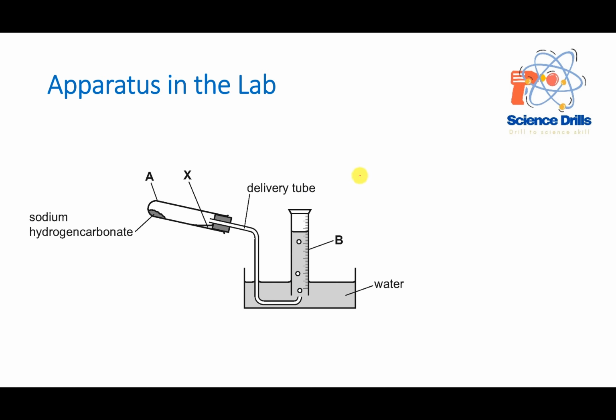And here is what I'm talking about. As you can see here, this is a chemical reaction and the product is a gas. Why? Because we can see the bubbles. Some students label B as a gas jar, but actually it's a graduated or measuring cylinder. Why, mister? Because you can see the grading here.